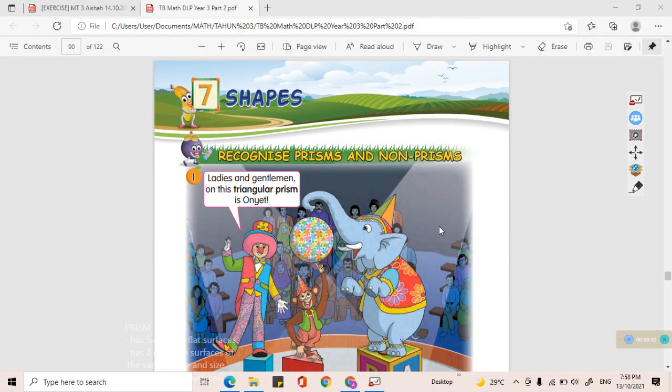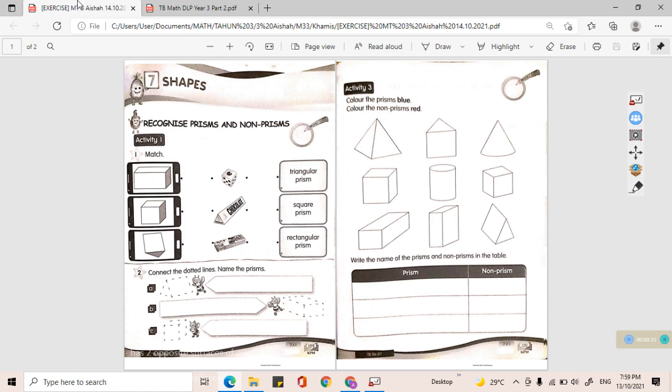So for today you are going to learn a new topic, which is topic 7 about shapes. And then the subtopic is recognize prisms and non-prisms. So these are the things that you are going to learn, which is what is a prism and what is a non-prism, alright? And then you will have to answer 2 pages of exercise in the activity book, page 129 and 131.